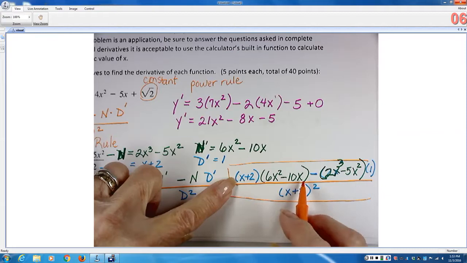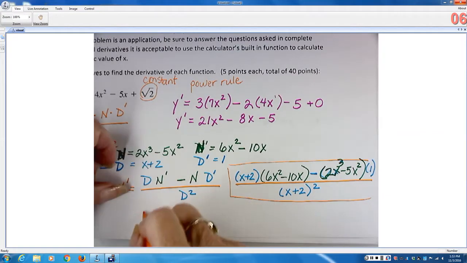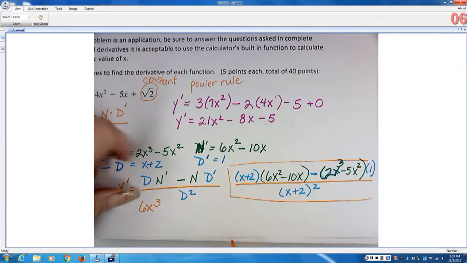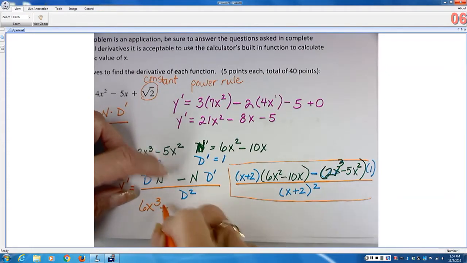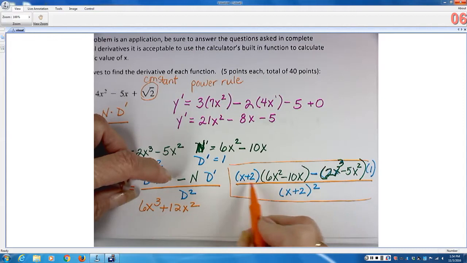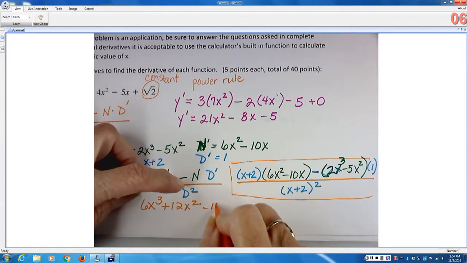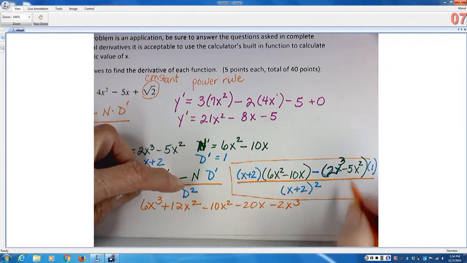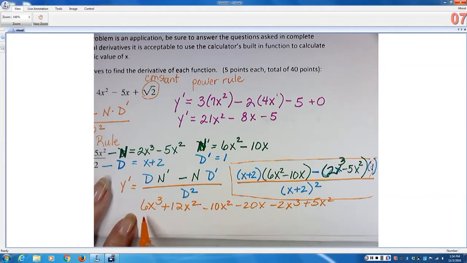X times 6x squared is 6x cubed. 2 times 6x squared is 12x squared. X times negative 10x is negative 10x squared. And 2 times negative 10x is negative 20x, minus 2x cubed. Minus times minus is plus 5x squared. And that's because I didn't need to do anything with the 1. And that's all still over x plus 2 squared.